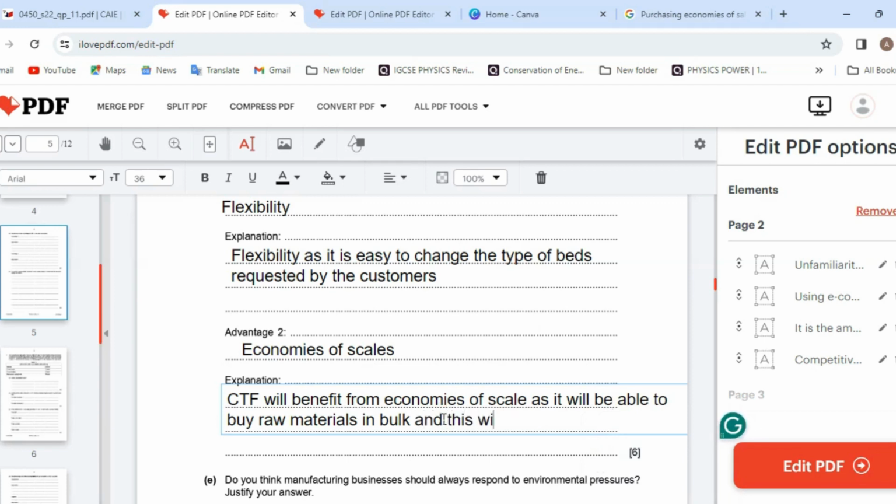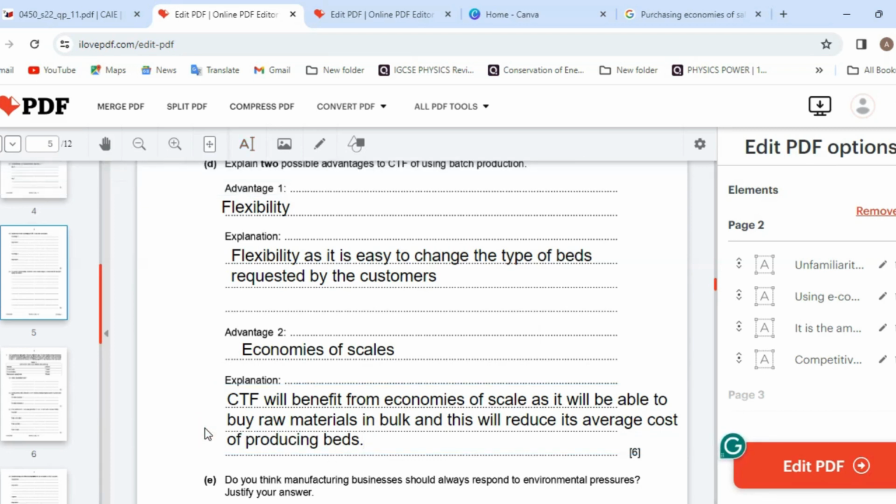and this will reduce its average cost of producing what? Producing beds. We've identified two advantages. Of course, there are many. Producing a variety of products can also lead to increased sales, as we all know.